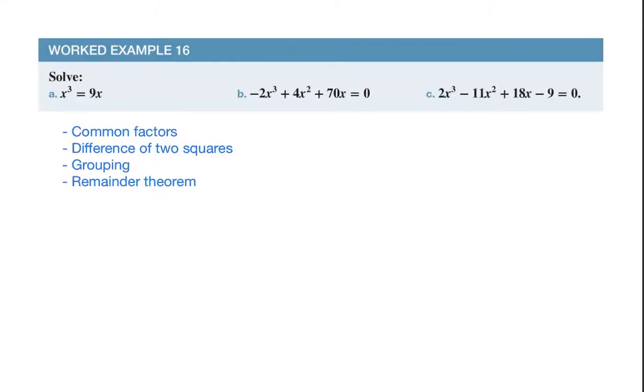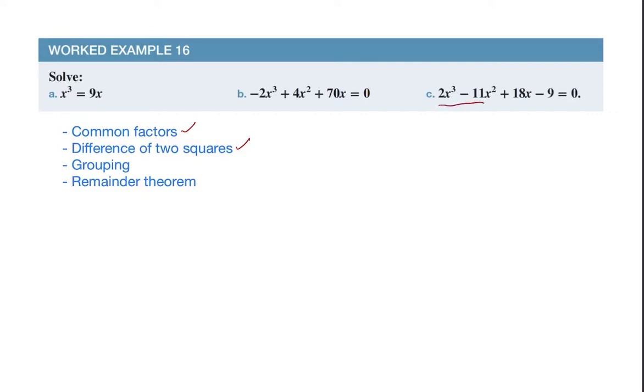In the last example, last question of Example 16, we're going to factorize 2x cubed minus 11x squared plus 18x minus 9. We're going to go through our list. Are there any common factors? No, because some of them don't have x's. Difference of two squares, it's not there. Can I do anything by grouping?